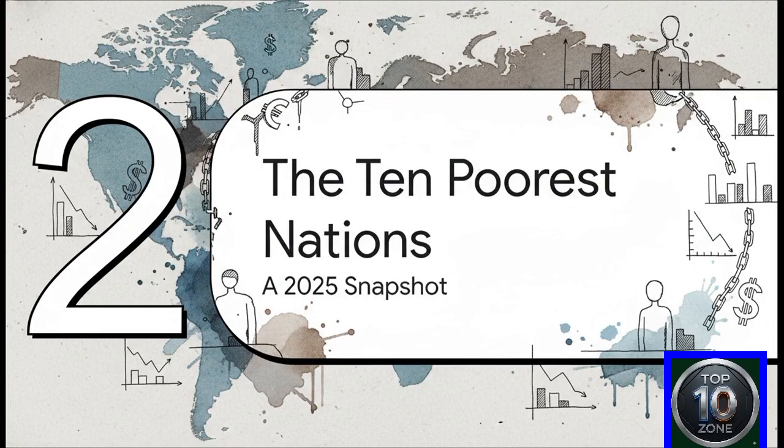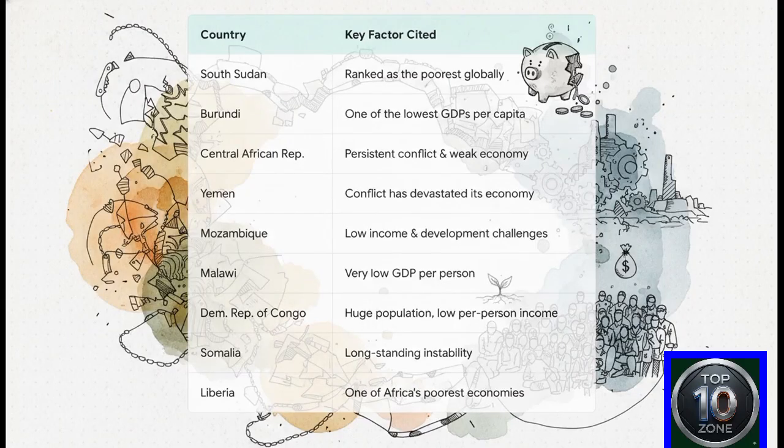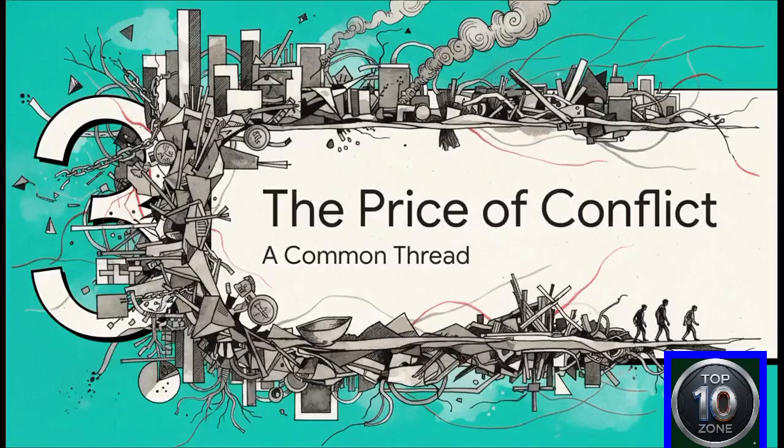The data for 2025 paints a pretty stark picture of where economic hardship is most concentrated. But as we go through this list, try to look beyond just the names and the numbers, and look for the underlying story. Okay, so here's the list. We've got South Sudan, Burundi, the Central African Republic, and as you look down, check out that key factor column. Do you notice the words that keep appearing over and over? Conflict, instability, devastated economy? A really powerful and honestly tragic pattern starts to become clear, and it's not about resources or population alone.